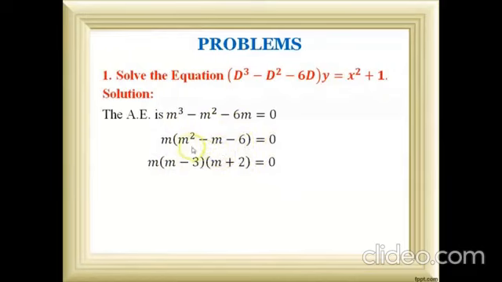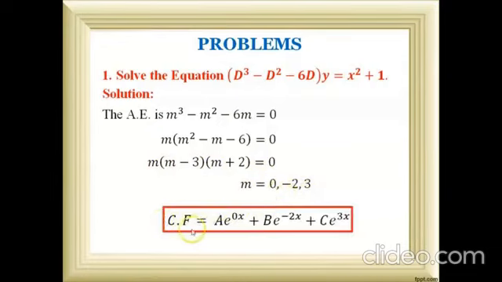I can factorize this m square minus m minus 6 easily, without using a formula. The factorization is m minus 3 into m plus 2 equal to 0, because the product is minus 6 and the sum is minus 1. I equate each factor individually to 0 and get the roots m equal to 0, minus 2, 3. Here all three roots are real as well as distinct. Therefore, the complementary function is a into e power 0x plus b into e power minus 2x plus c into e power 3x.